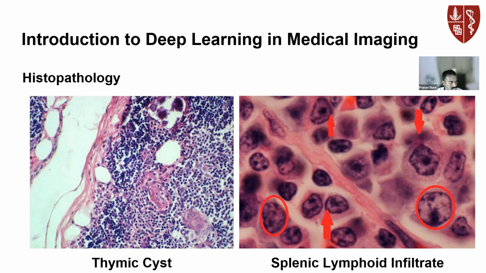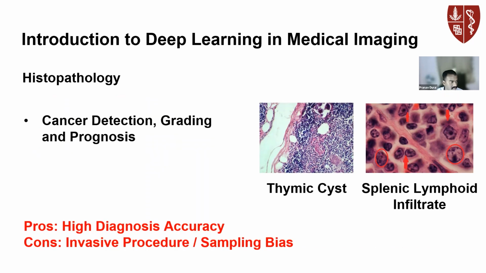And the thymic cyst over here, you can also do multiple types of object detection, and you can also count the number of cysts present in that specific image. All right. So what are the applications?